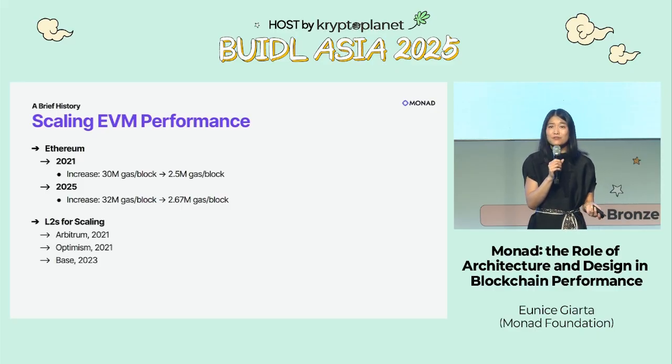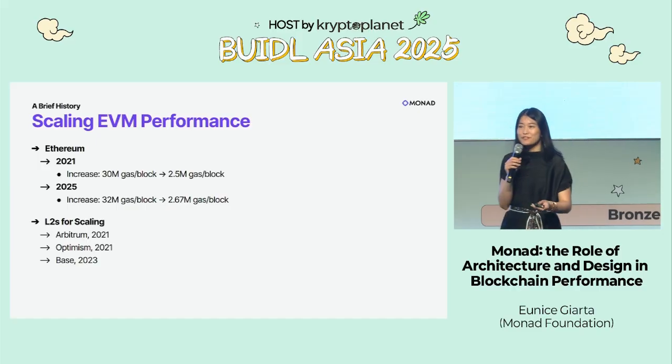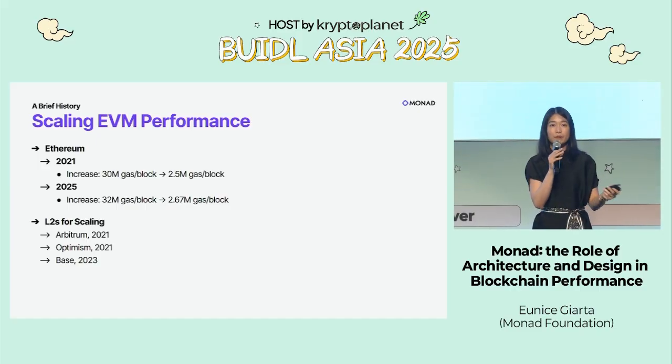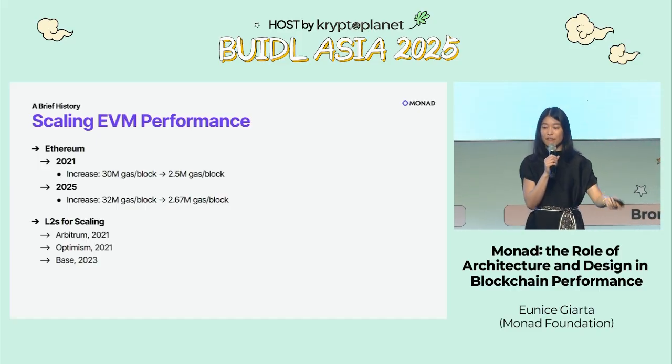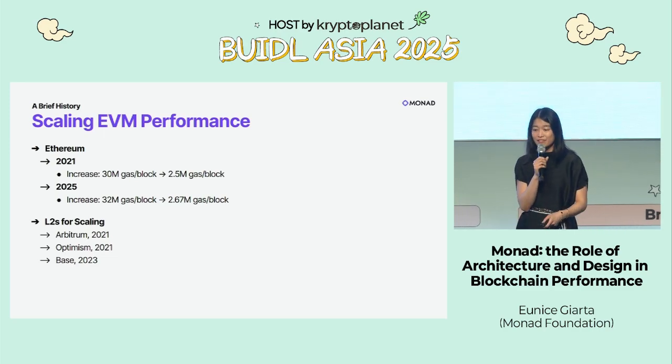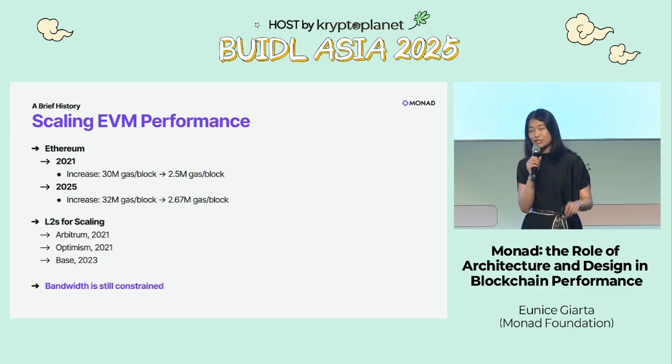It's still not enough, though, so that's why we're seeing different alternatives for scaling Ethereum, L2s being the prominent path forward, Arbitrum and Optimism launching in 21 and then Base in 23. But bandwidth is still constrained.